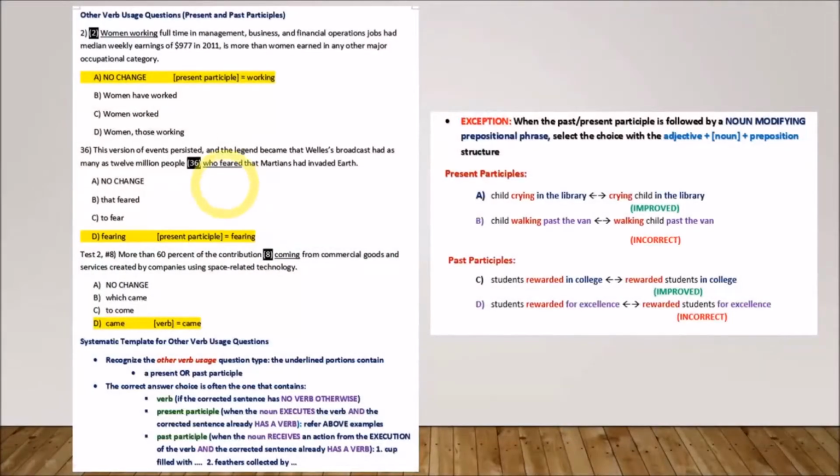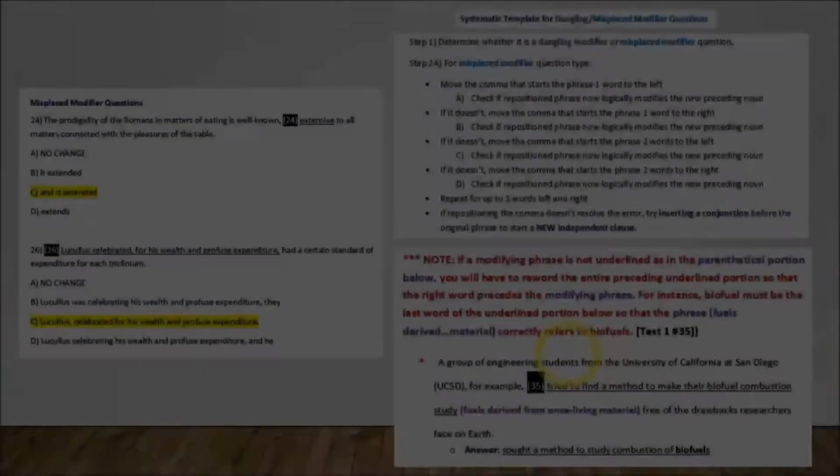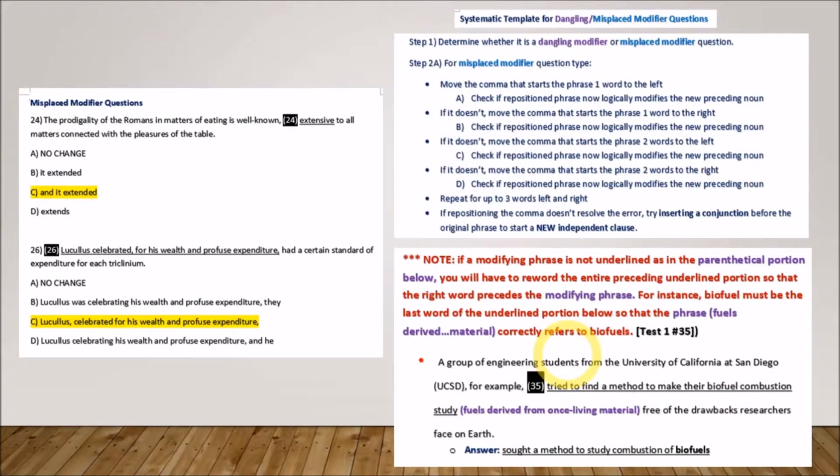But as you see for both questions in this exam, numbers 2 and 36, there is no noun modifying prepositional phrase, let alone any prepositional phrase at all. So we can just select the noun participle structures depending on whether the noun does or receives the participle verb. You only have to take this exception into account when a participle is in between a noun and the noun modifying prepositional phrase. Now moving on to dangling and misplaced modifier questions.